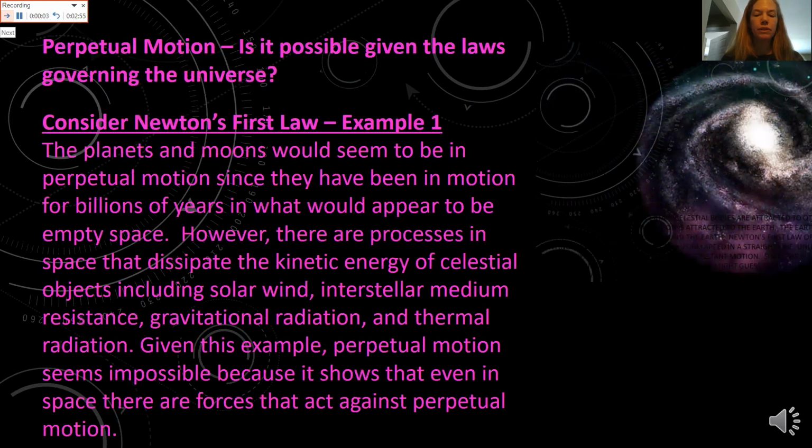The planets and moons would seem to be in perpetual motion since they have been in motion for billions of years in what would appear to be empty space. However, there are processes in space that dissipate the kinetic energy of celestial objects, including solar wind, interstellar medium resistance, gravitational radiation, and thermal radiation. Given this example, perpetual motion seems impossible because it shows that even in space, there are forces that act against perpetual motion.